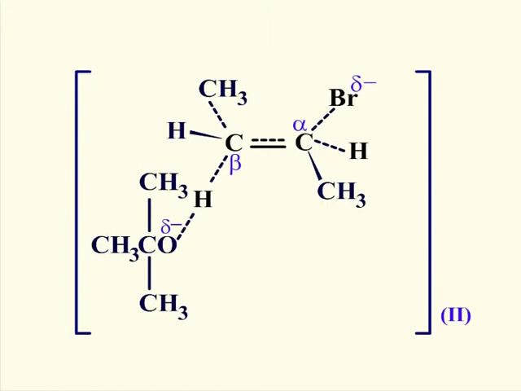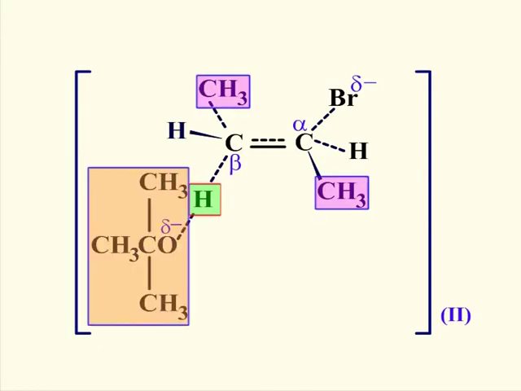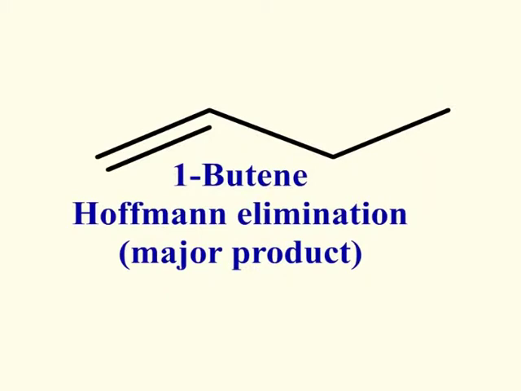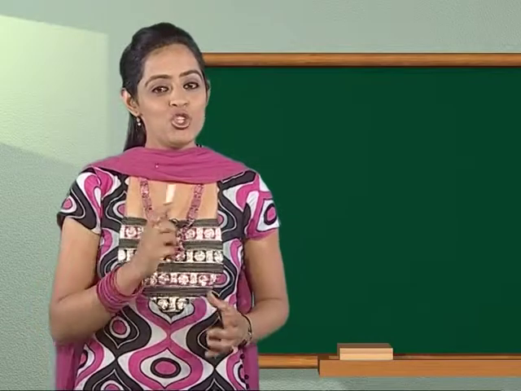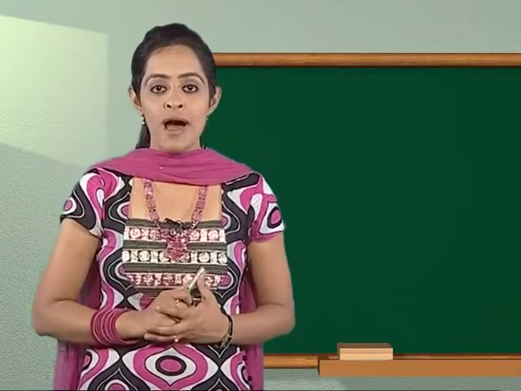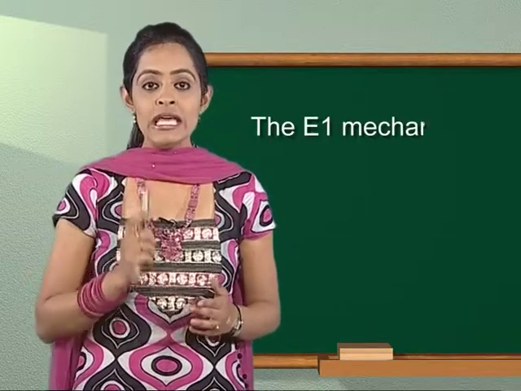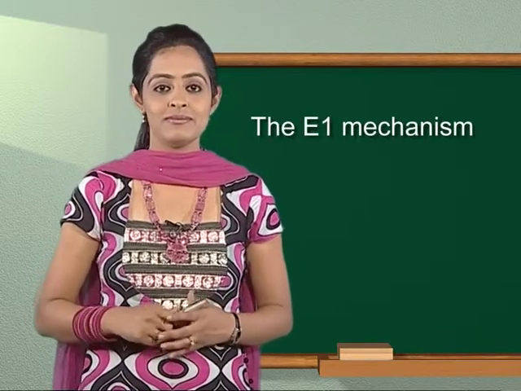Exceptions to this rule occur in two circumstances. First, when the proton to be removed is in a sterically hindered environment. Second, the use of a base whose basic center is also sterically hindered can lead to the predominance of the less substituted alkene. Children, let us now learn about the second mechanism, that is the E1 mechanism.